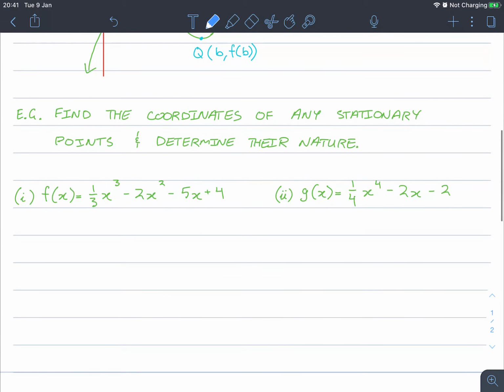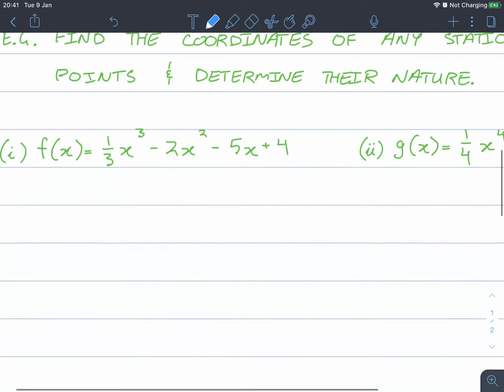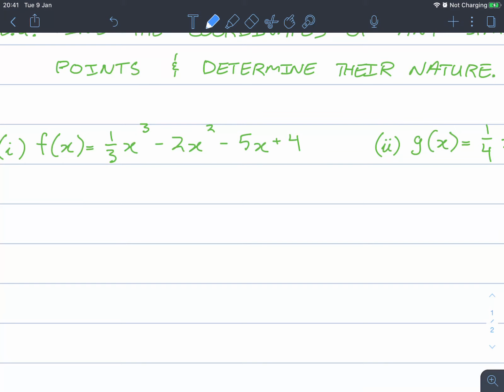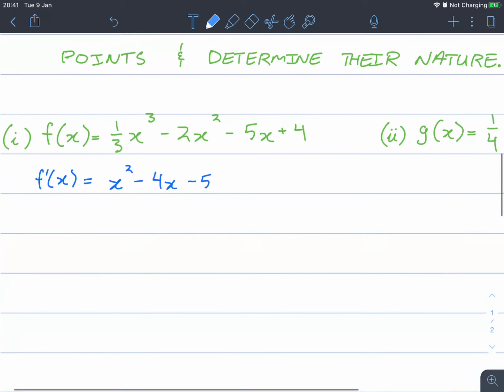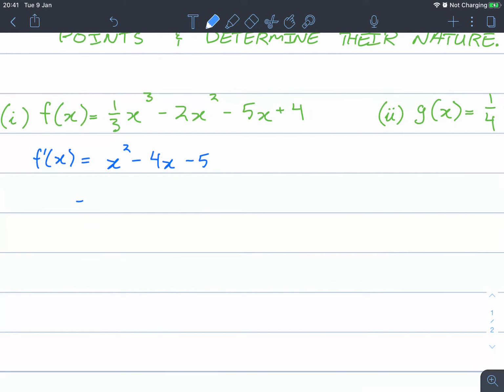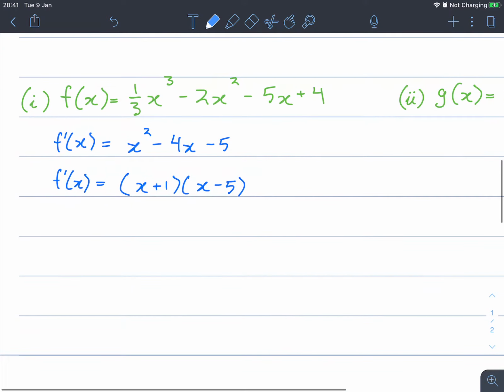Find the coordinates of any stationary points and determine their nature. So for this, we're going to need the first derivative and the second derivative. So let's derive these. So this is going to become x squared minus 4x minus 5. Let's factor this straight away. So give me (x plus 1)(x minus 5). Okay, and that's going to be for later.